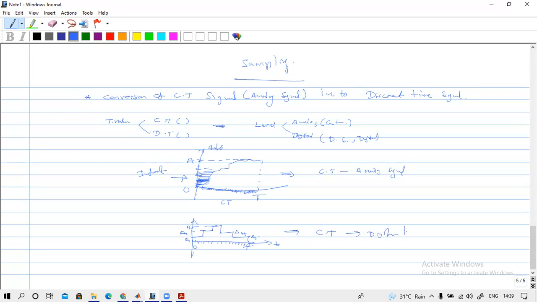In some books, I have seen that this type of signal is also interpreted as a discrete time signal, but I don't know the reason why it says like that. Anyway, you can see that the time is continuous, but levels are finite. So levels are discrete actually, and if the levels are discrete, we can say it is a digital signal.